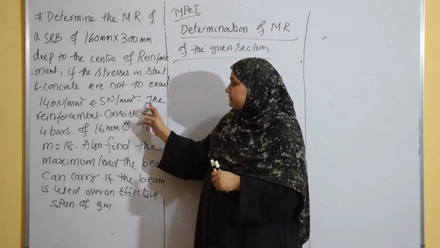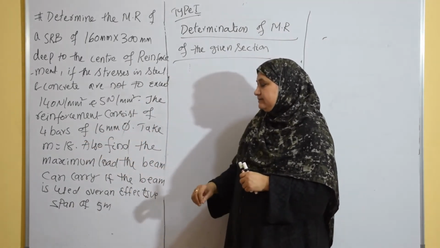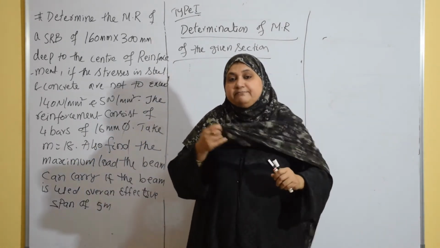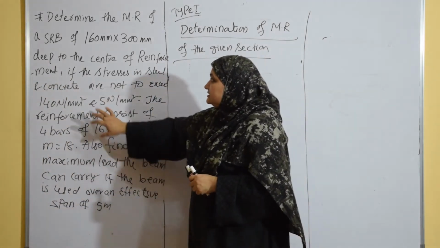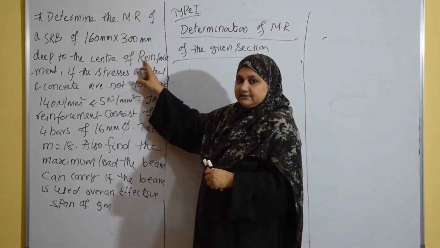The reinforcement consists of 4 bars of 16 mm diameter. Take modular ratio m equal to 18. Even m is given to you. If m is not given to you, then it is 280 by 3 sigma CBC. Right, this is the first part. We have to determine the moment of resistance.